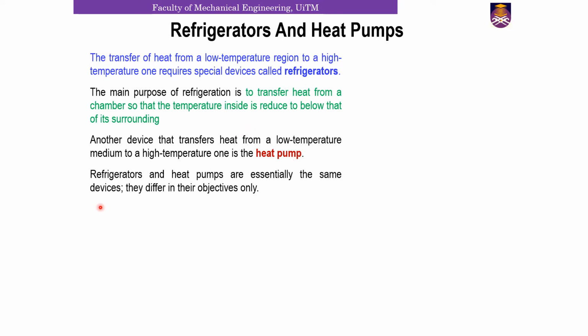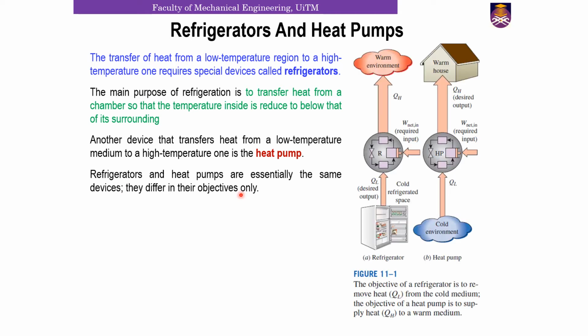So you can see here, refrigerators and heat pumps are essentially the same devices, but they differ only in their objectives. As you can see in this diagram, figure 11.1, we have both the refrigerator and heat pump. The function of a refrigerator is to maintain a cold refrigerated space in a confined area, like a fridge. So you absorb the heat from this cold refrigerated space with the help of this refrigeration cycle, and then this heat is rejected to the warm environment. You don't use the heat. Your objective here is to maintain the cold refrigerated space.